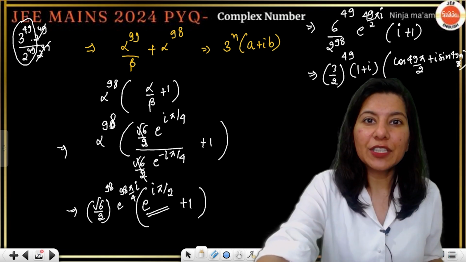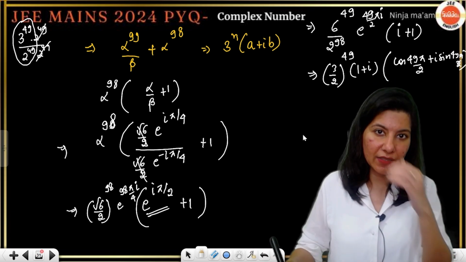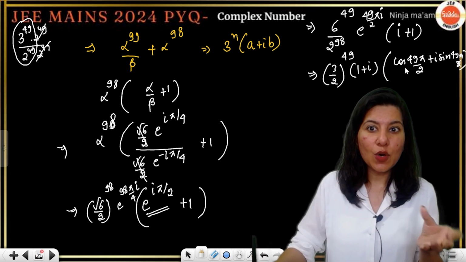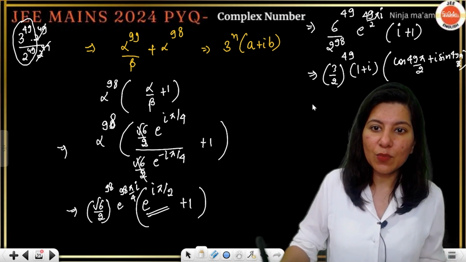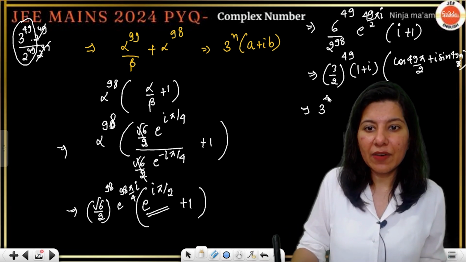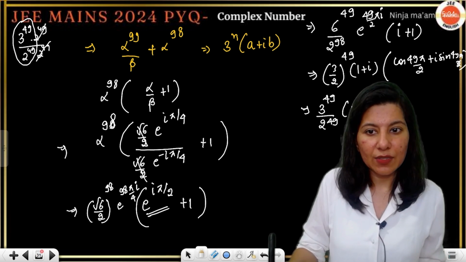Okay. 49 is what? 48 plus 1. Right? So basically cos 2 pi plus pi by 2. It is happening. So again 0 plus this is 1 more iota. So 3 power 49 upon 2 power 49. 1 plus iota is already there.